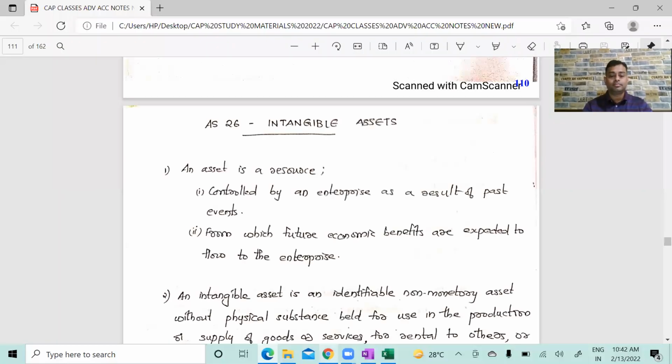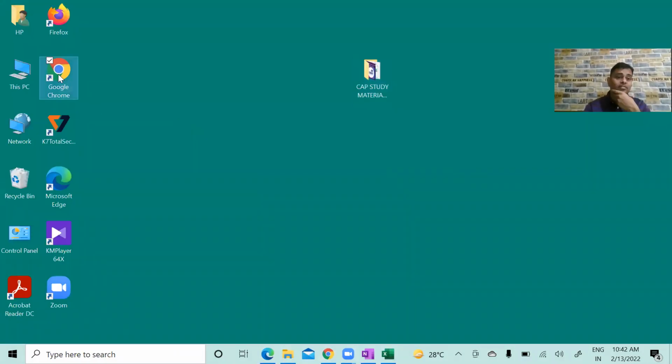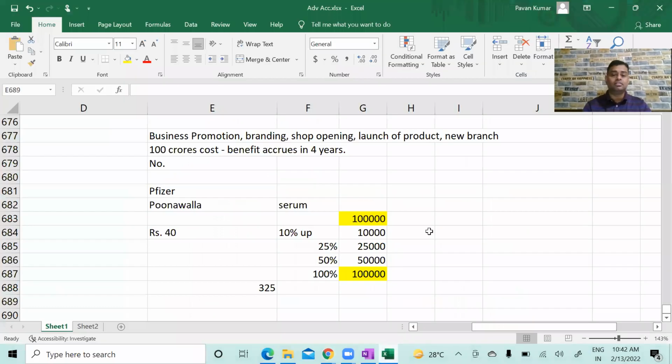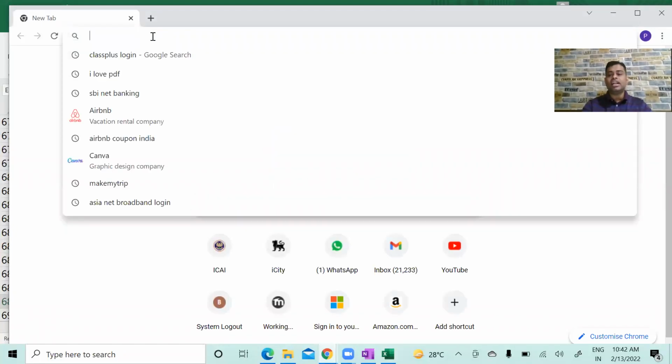Where is this? So these two companies: one is Serum Institute, with an intangible asset, because they have that license now. Another one is Ruchi Soya. I think I told you about Ruchi Soya in the last class. Did I tell you? No, sir. Then in which class did I tell? Maybe in the final class I might have told.